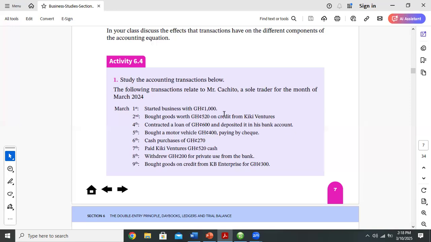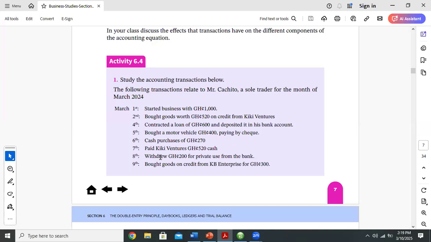So the expenses will be either rent, wages, electricity bill, those kinds of costs you incur. But here we paid Kiki, and Kiki is somebody that we owed because we bought goods from that shop and didn't pay.